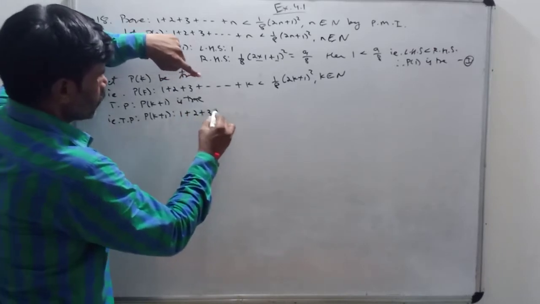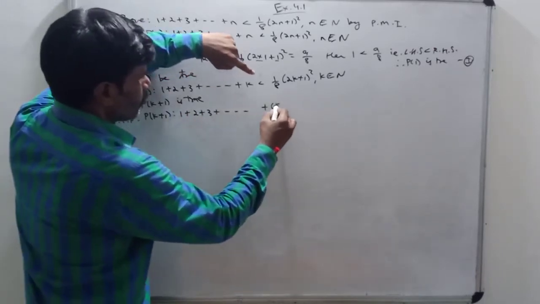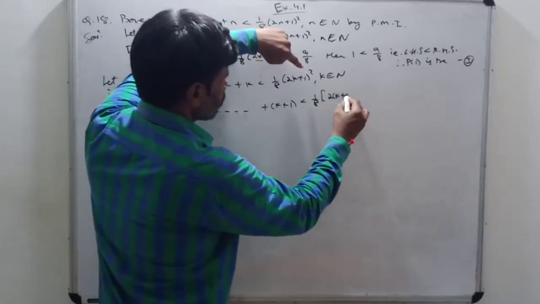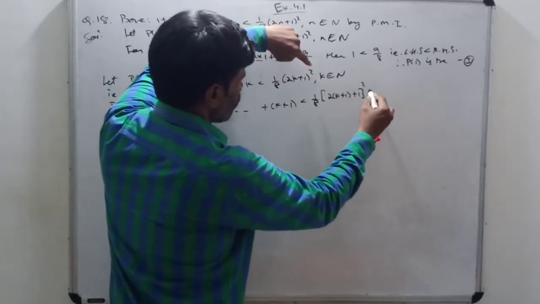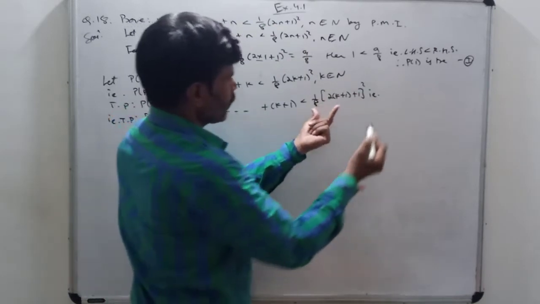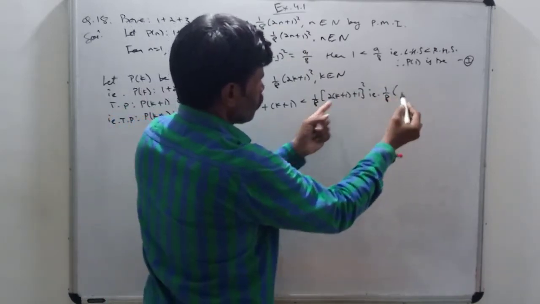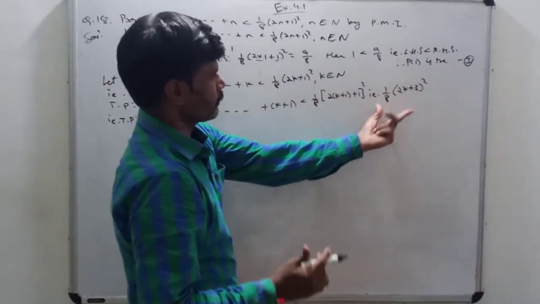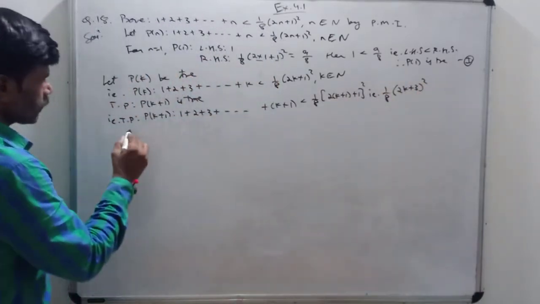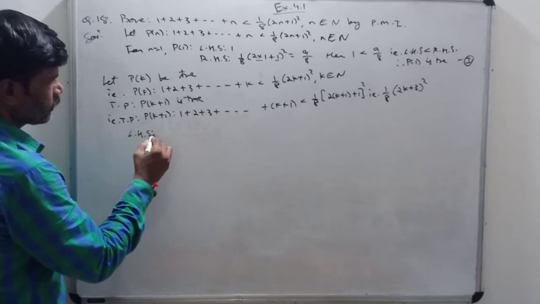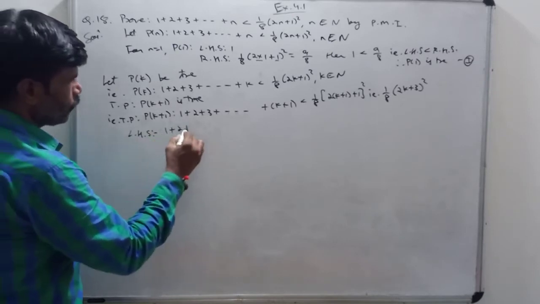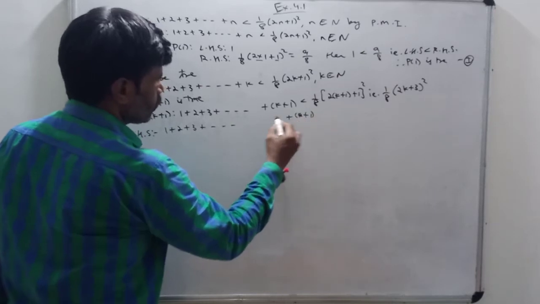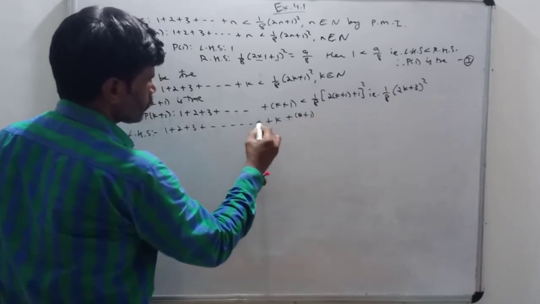1 + 2 + 3 + ... + (k + 1) is less than 1/8 (2(k + 1) + 1)². That is the RHS I am writing, that is nothing but 1/8 (2k + 3)². This is what RHS is. Now I'll start with LHS to prove that. So 1 + 2 + 3 + ... plus the last term, which is k + 1. So before this, which term will come? Of course, k will come.